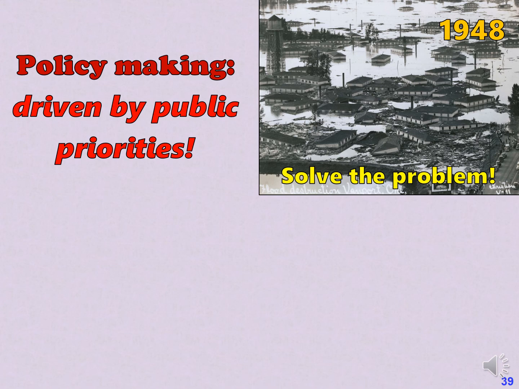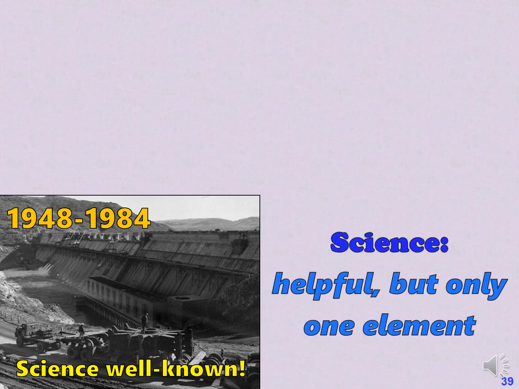How do you solve this problem? The choice was to solve it by building dams. There's no doubt dams have been highly studied. The science about the effects on salmon is well known. There's no surprise here. Science was readily available, but the public pressure was to do something. As a result, from 1948, the early '50s, through 1984, a whole slew of dams were built up and down the Columbia, as well as the major tributaries, to try to control these floods.